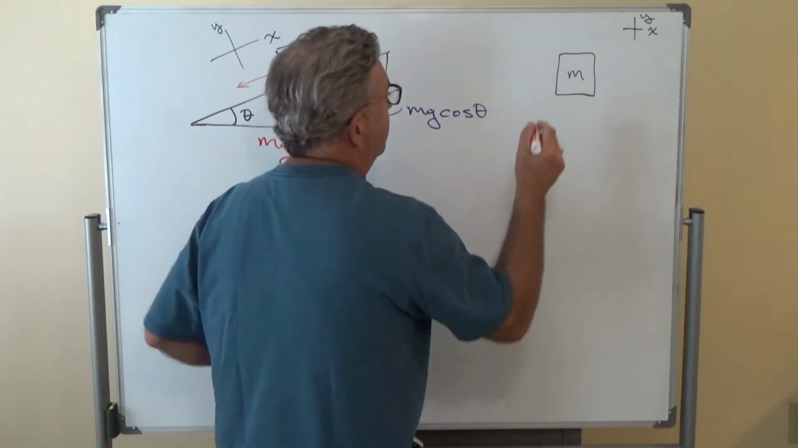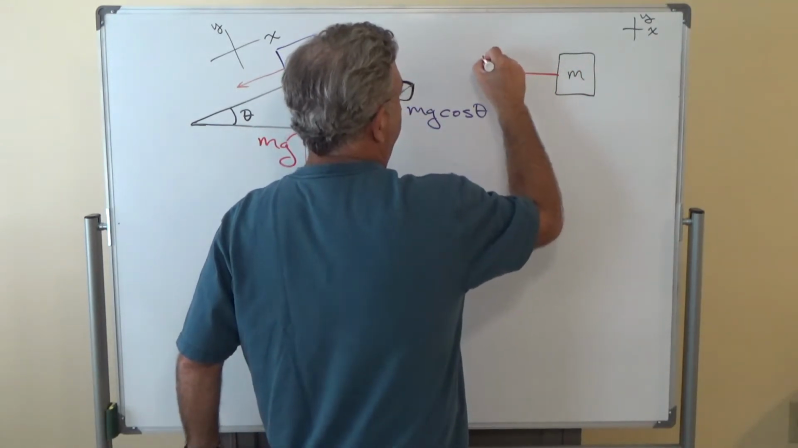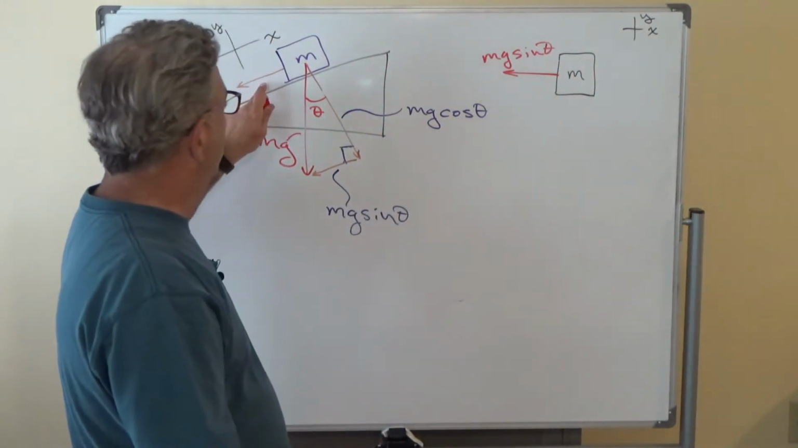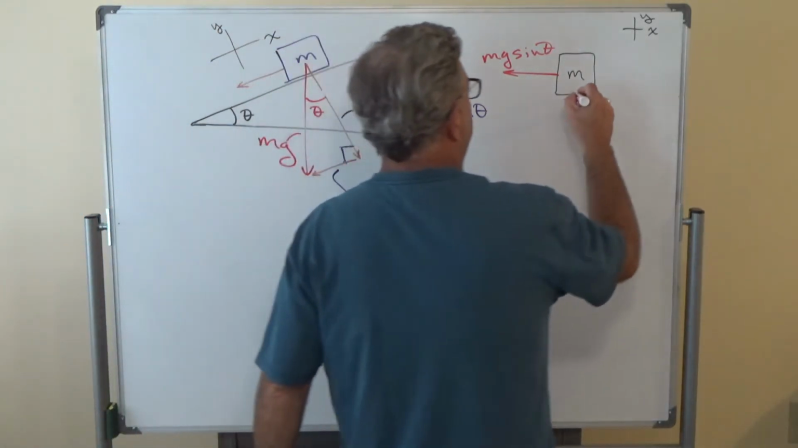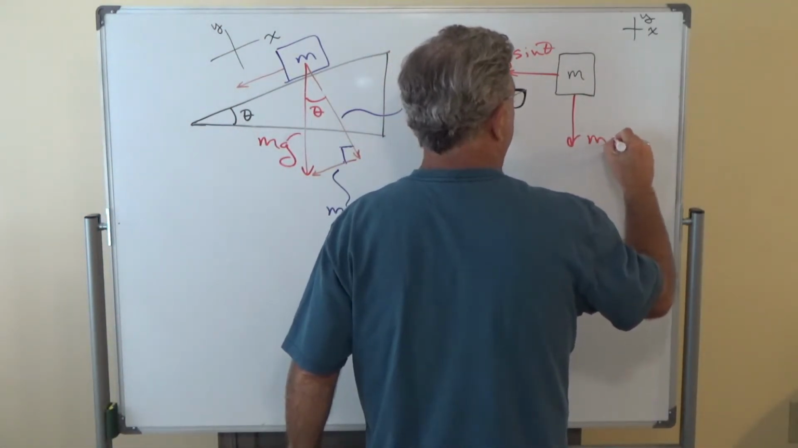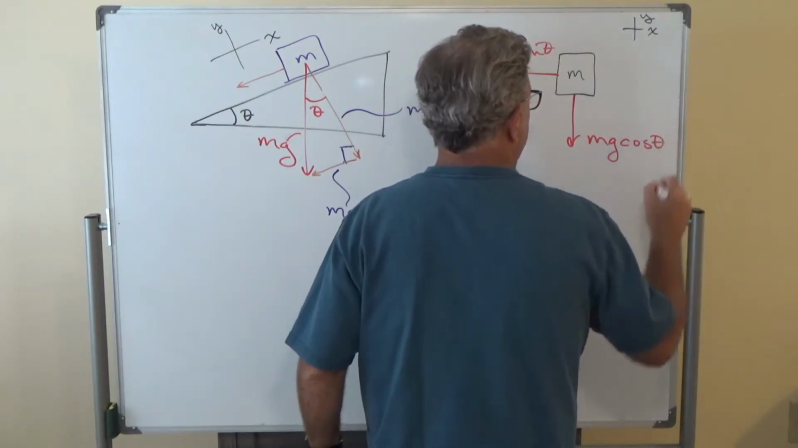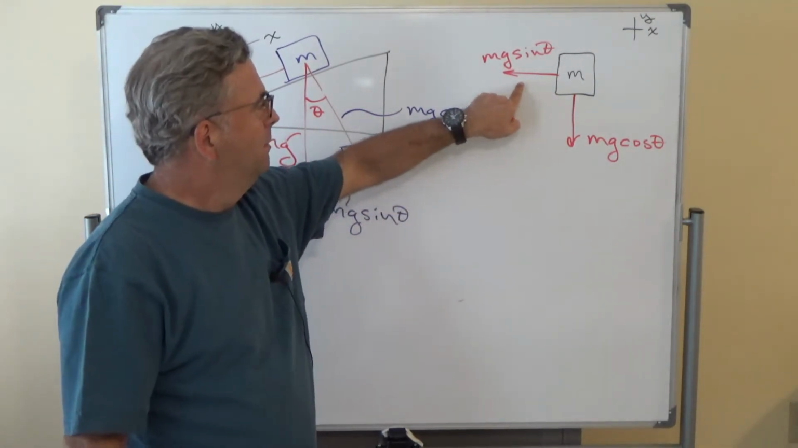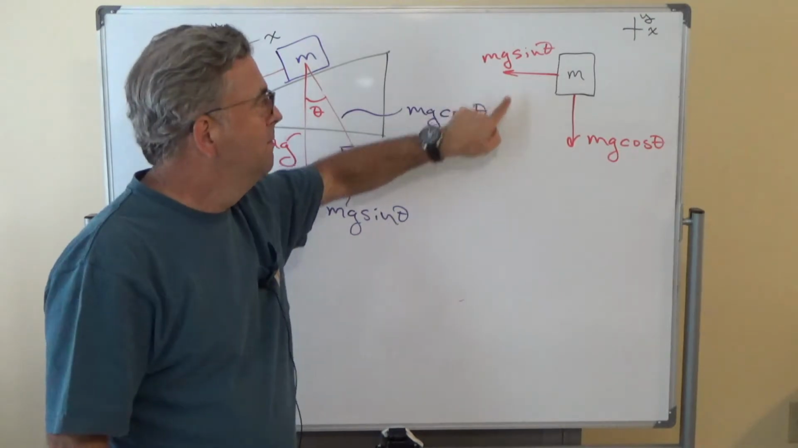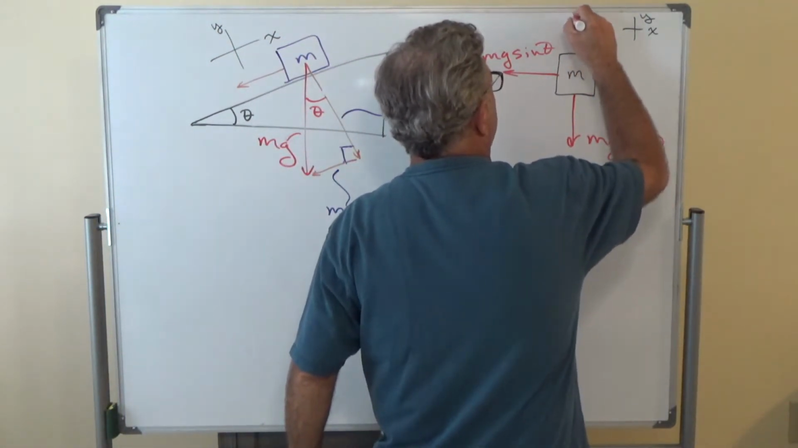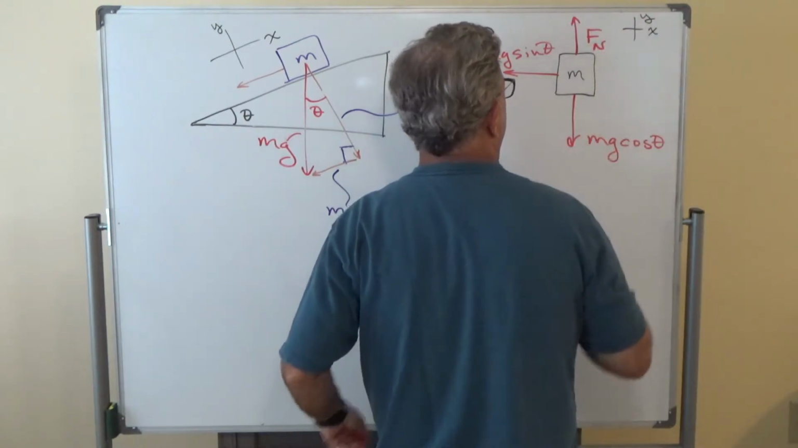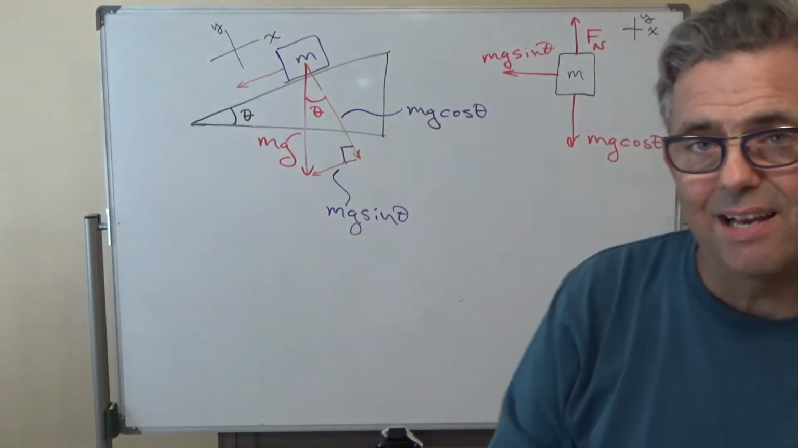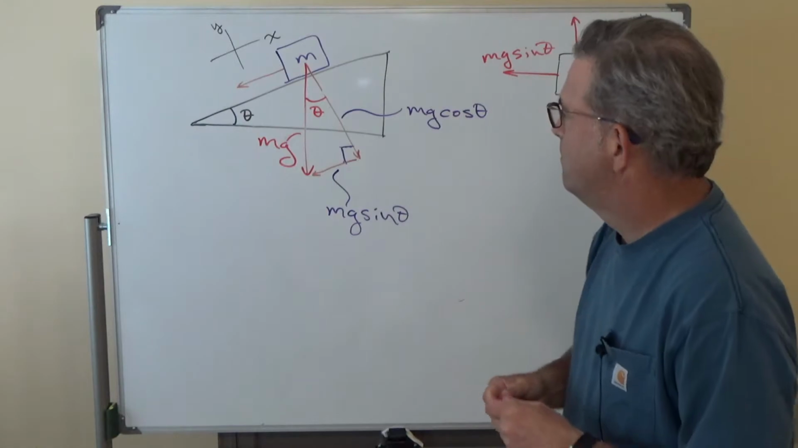So I have mg sine theta in this direction. That's this force. Mg cosine theta in this direction. That's this force. That's that force perpendicular to the plane. This is the force parallel to the plane. Then the normal force. That normal force is acting, if you want to think of it as the contact force or the normal force, it's acting perpendicular to the plane. No friction.